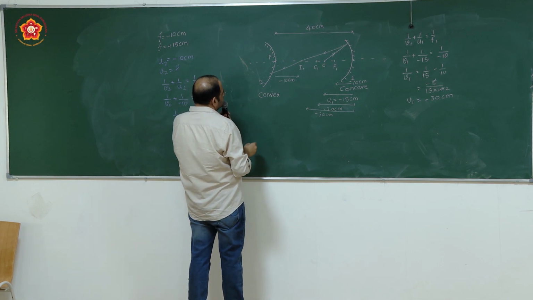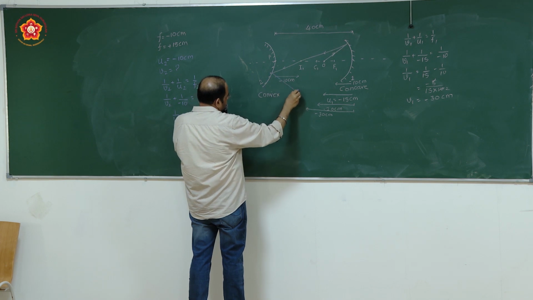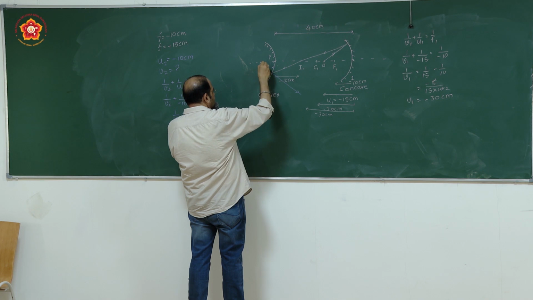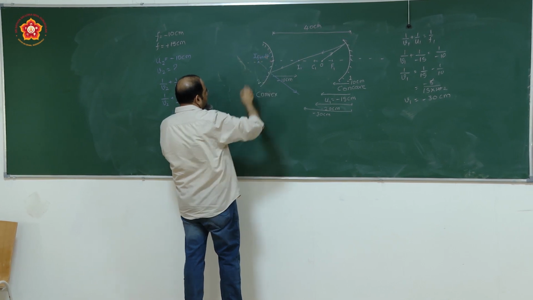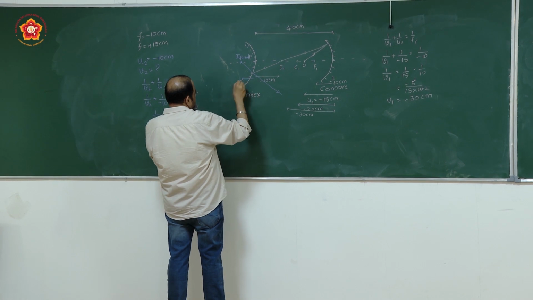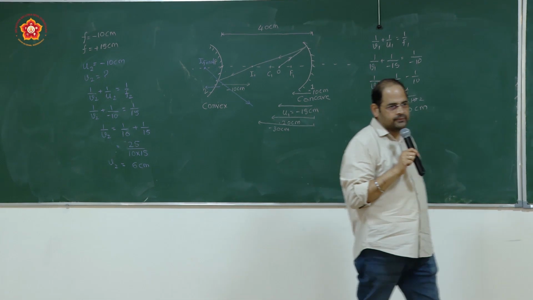So you will be able to see that reflection will be taking place like this. But if you extend the line behind, somewhere here the final image will be formed. This is final image that will be formed here. And that distance here will be taken as 6 centimeter. Have you got the diagram?